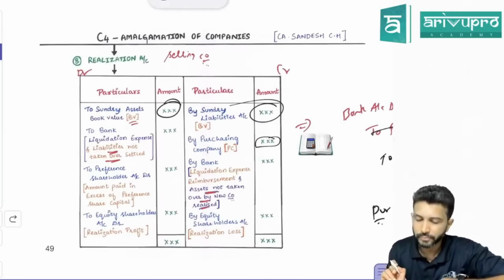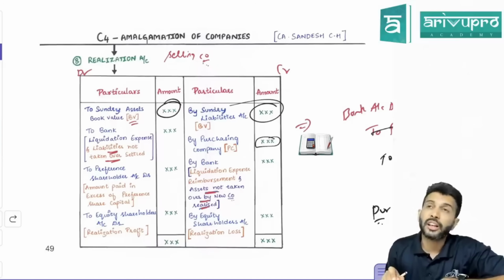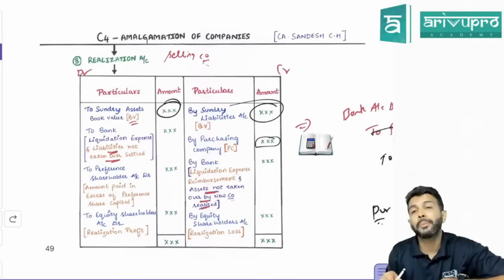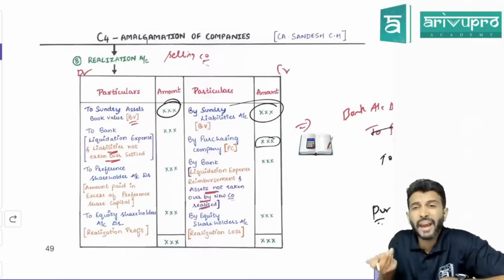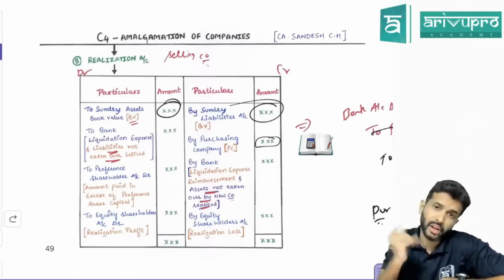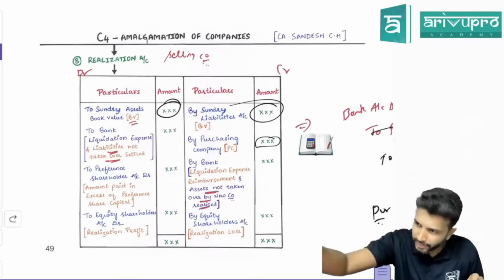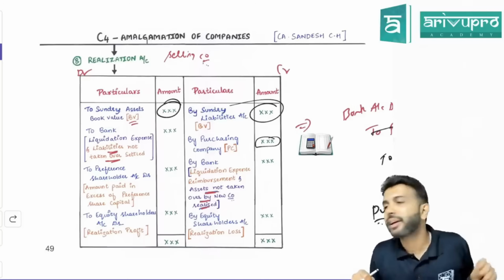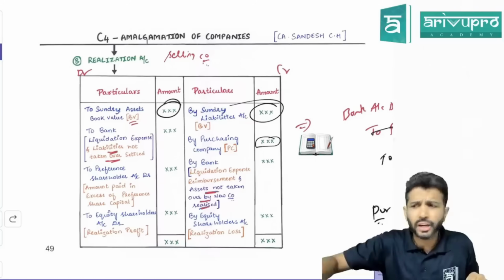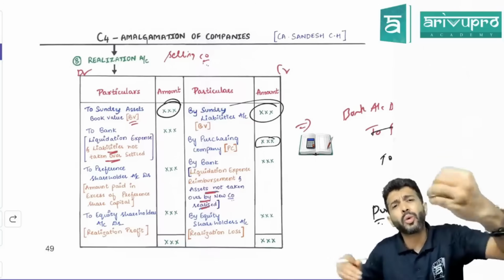Sir, is it necessary that all the assets of the selling company have to be taken over, or some may not be taken over? Some may not be taken over. So let's say our mic, so nice mic, the purchasing company did not take over. So our company shut down. So will we keep this mic as it is or what will we do?